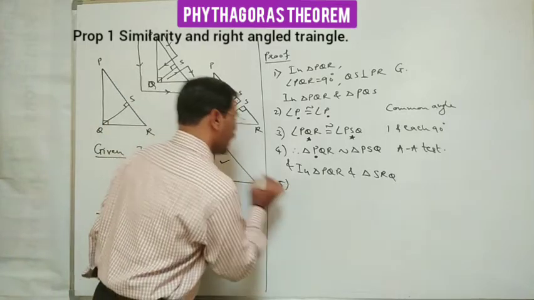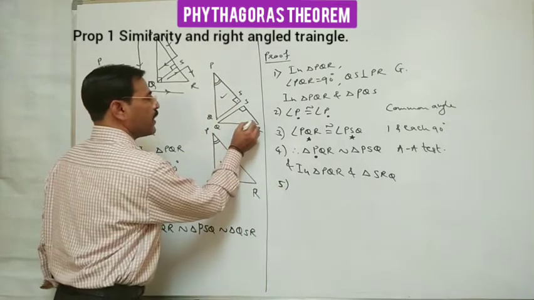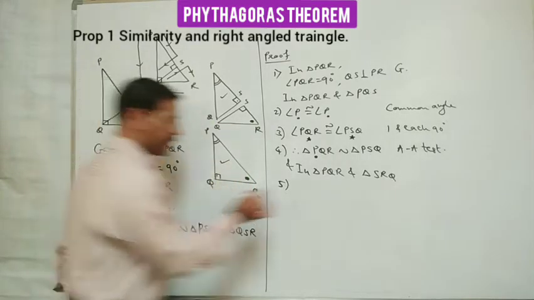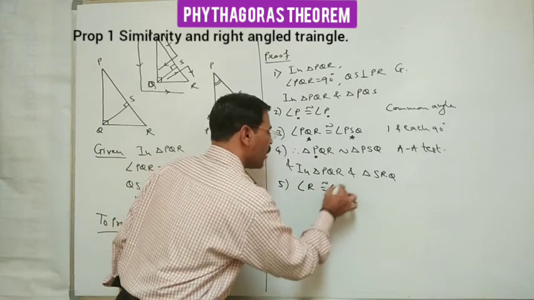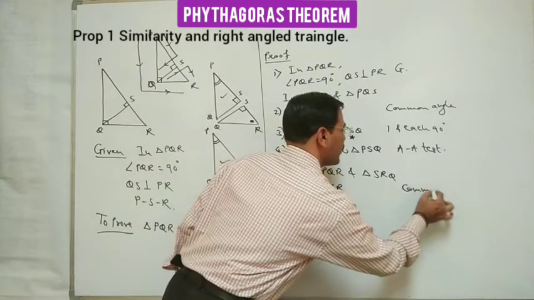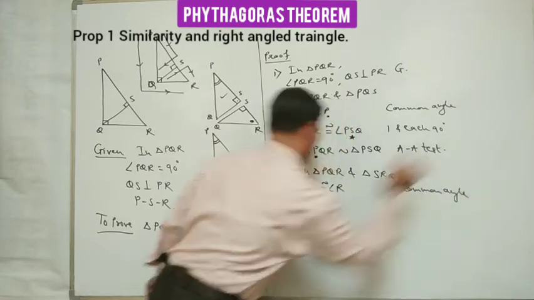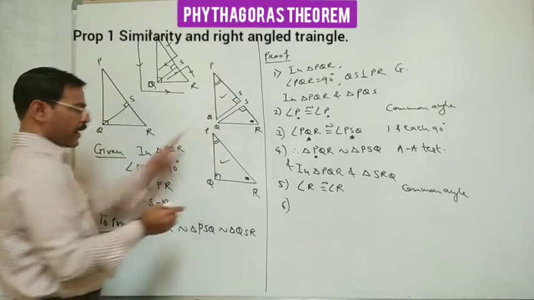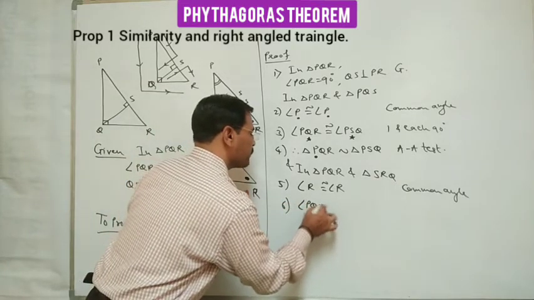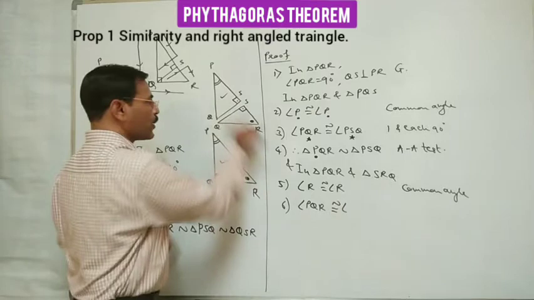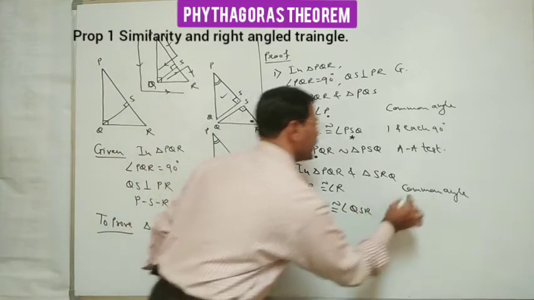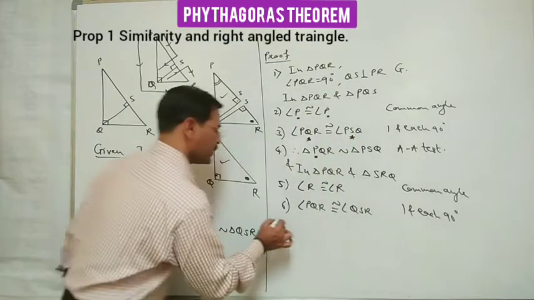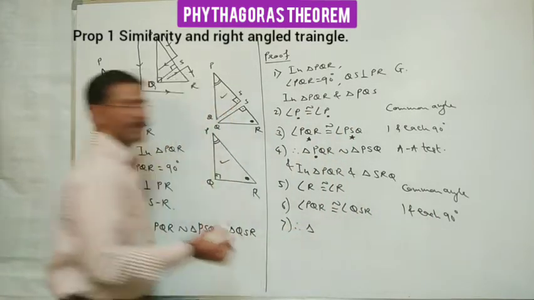Okay, so here again, in this one particular, R is the common angle. So angle R to R we can write common angle. One more angle, which is obviously a right angle. So write angle PQR congruent to angle QSR. This is again from 1, each 90. See, in this way the two triangles now become similar.